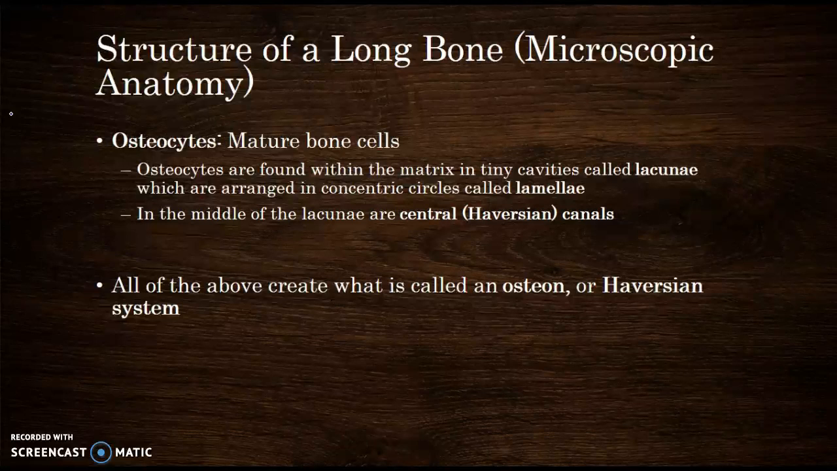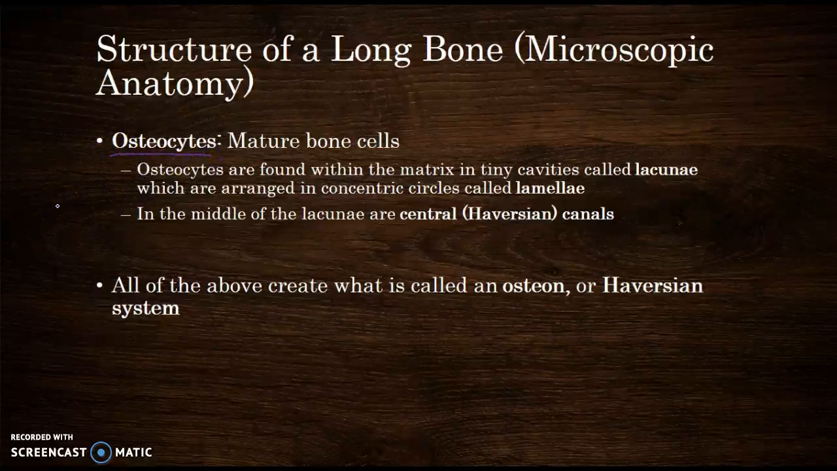They really kind of look like if you were going to cut down a tree. You know, when you cut down a tree and you look at it from the top, there's a bunch of rings. That's really what these lamellae look like. And inside those lamellae and lacunae are little osteocytes. In the middle of those circles, you have what's called a central or Haversian canal. And that's where all of your blood vessels and nerves can innervate and basically provide nutrients for these osteocytes, these mature bone cells.